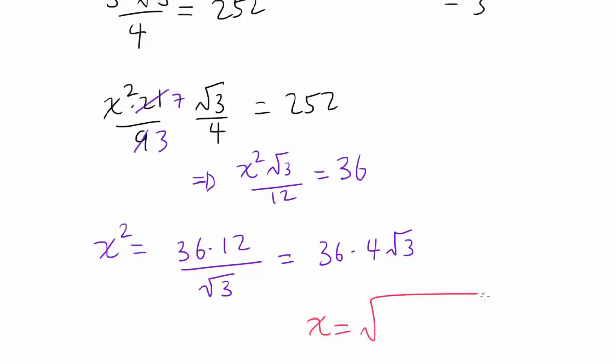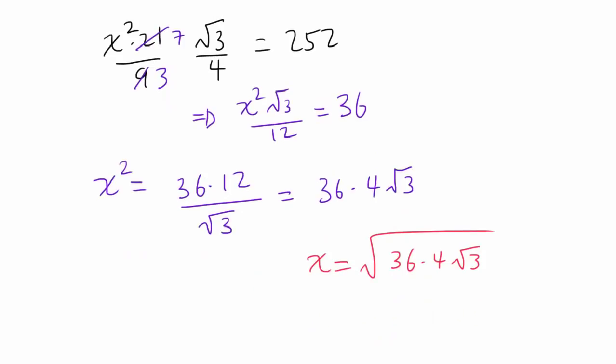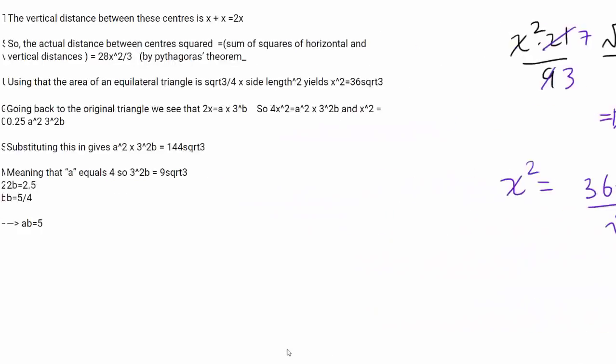So x is square root of 36 times 4 times square root of 3. Square root of 36 is 6. Square root of 4 is 2. And square root of 3 is 3 to the 1/4 power. And we have 12 times 3 to the 1/4. So that's our shortest side.